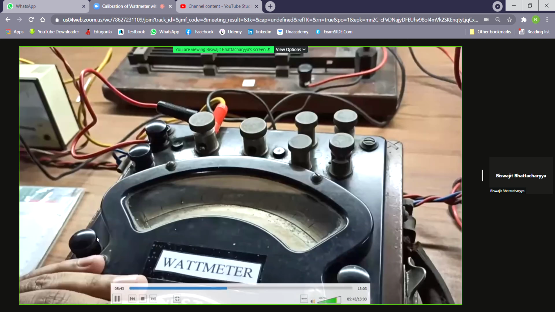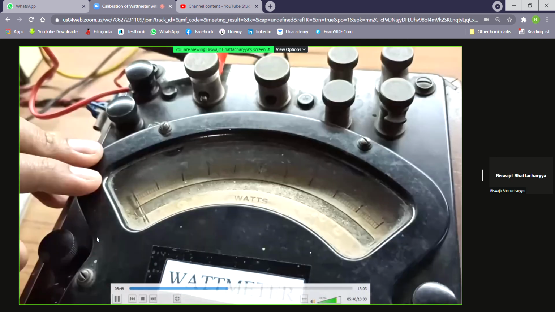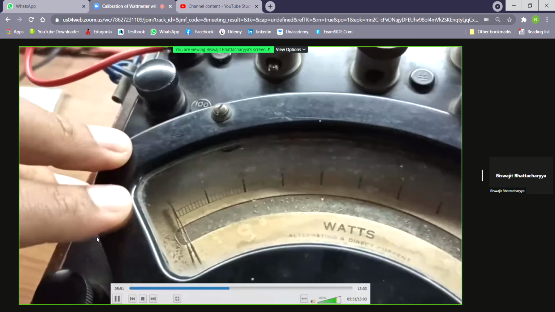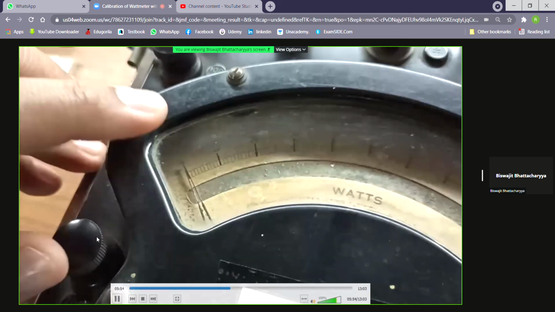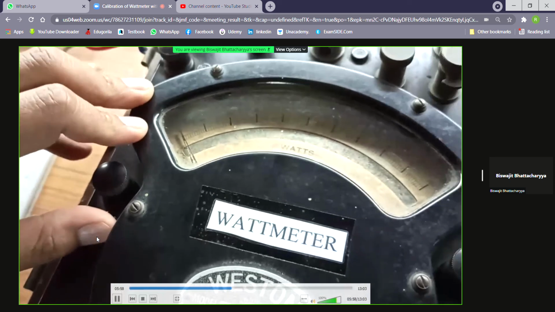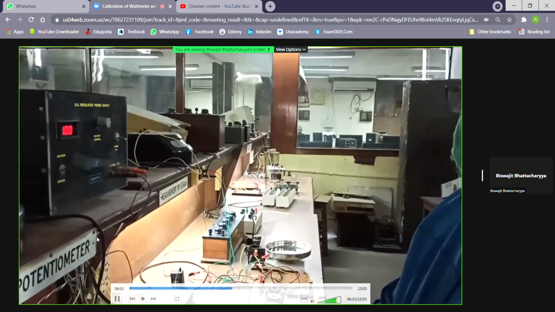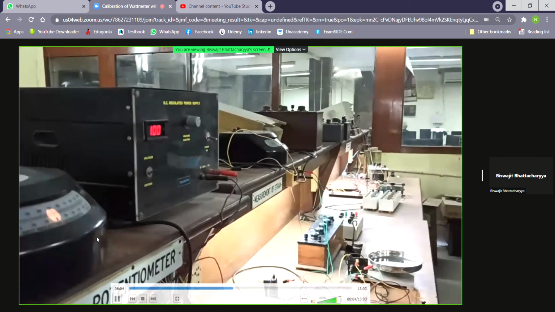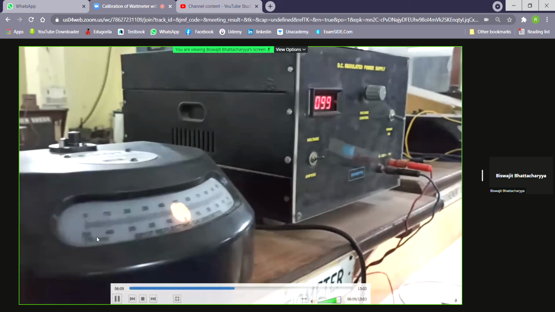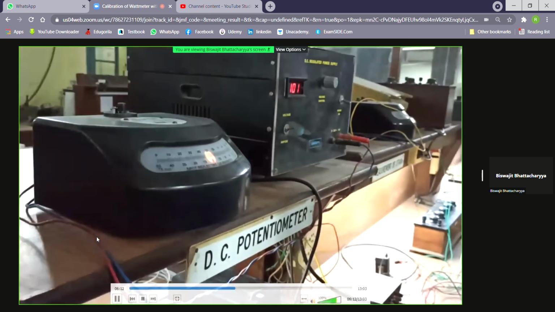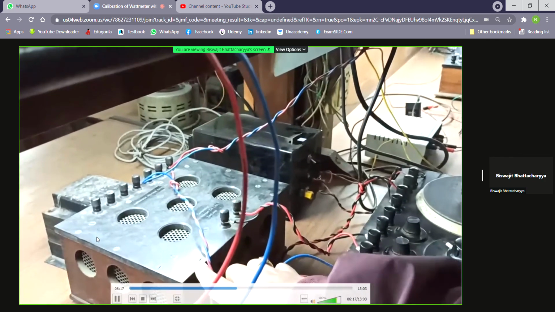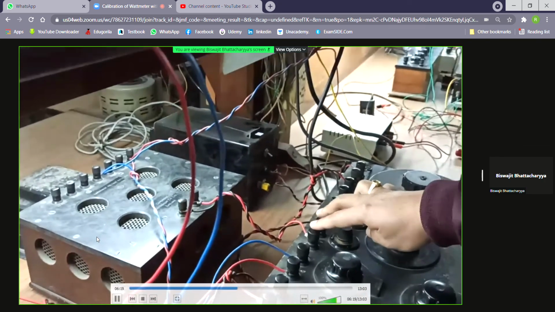Before starting the test, we need to check the zero error of this wattmeter. As you can see, the pointer is at 0, so we need to check this before the test to get correct results. As you can see, the voltage supply is 100 volt. So the voltage supply to the voltage circuit is 100 volt, and the volt ratio box is 100 by 1. So we are supposed to get 1 volt in this DC potentiometer.